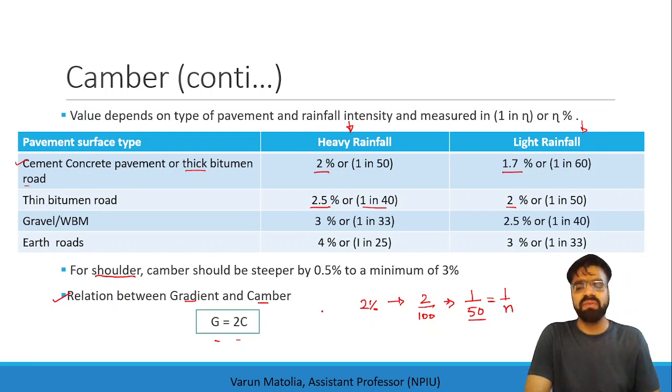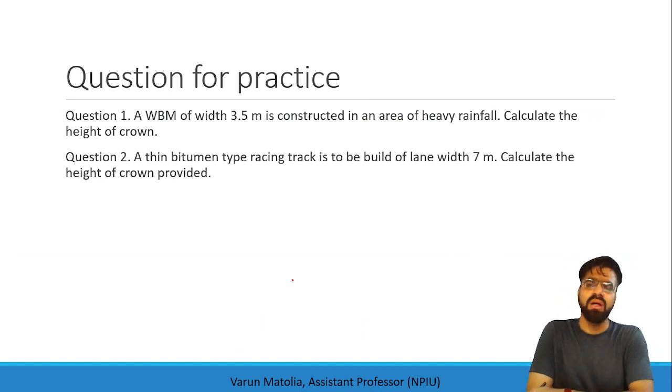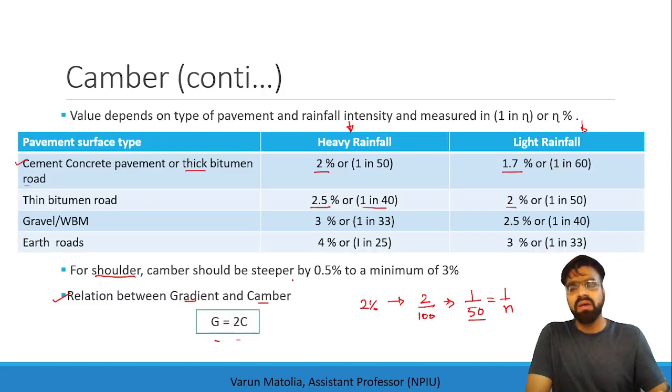So this is the relation between gradient and camber. Let's see two questions. First, a waterbound macadam. Waterbound macadam is an inferior quality of road. If you see this table, before earthen roads, the placement of waterbound macadam tells us that it is inferior to a thin bitumen pavement. And if you compare the camber for this pavement, it is also comparatively higher. So it is not a very good quality of road.